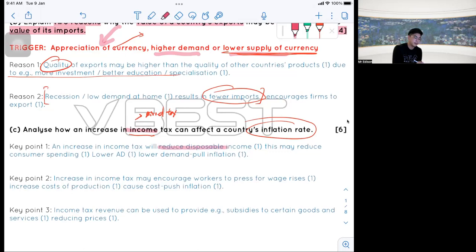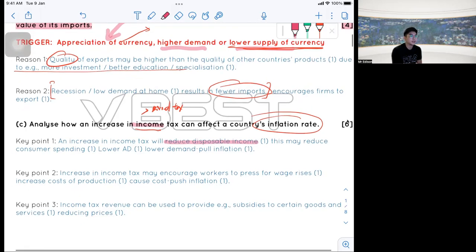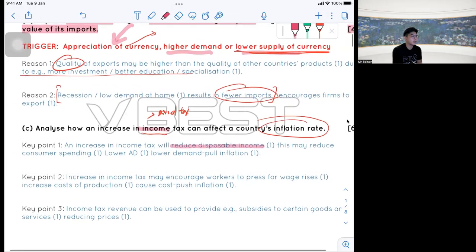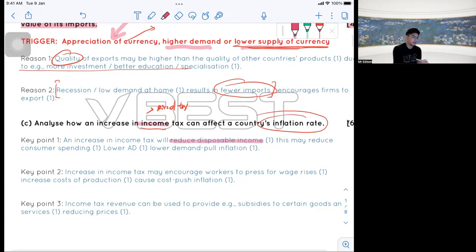An increase in the income tax reduces disposable income. It's a very economic term, a jargon: disposable income. You have to understand the difference between disposable income, real income, and normal income. Disposable income is the income after tax. Real income is the income taking into consideration inflation. So different things. This may reduce consumer spending, lower AD, lower demand pull inflation. Very easy.